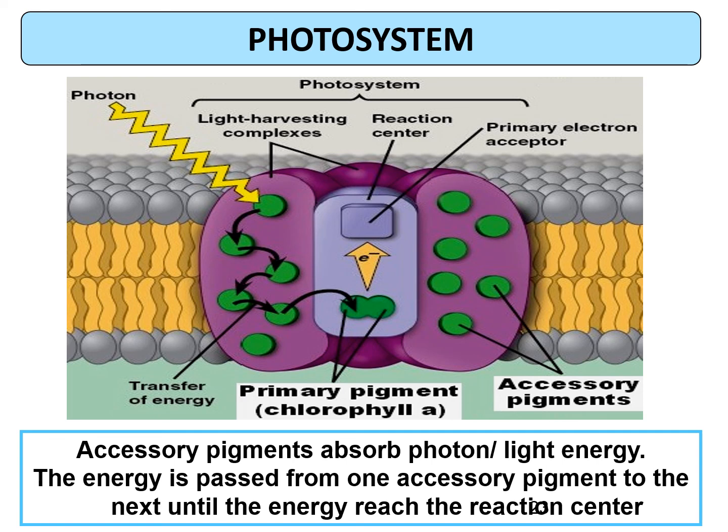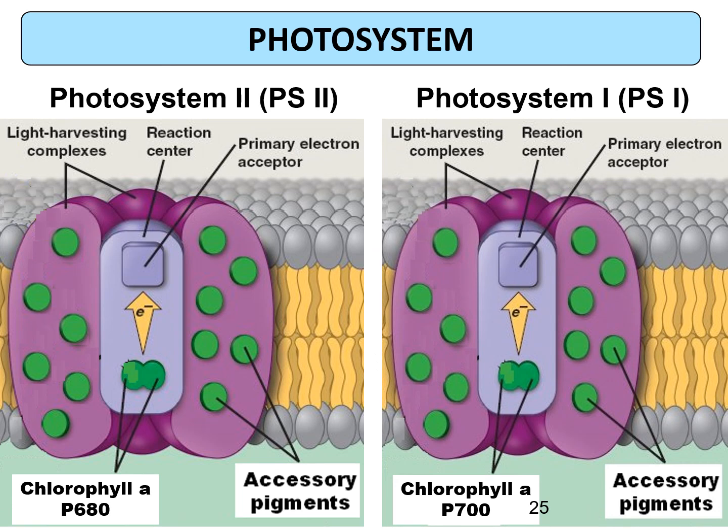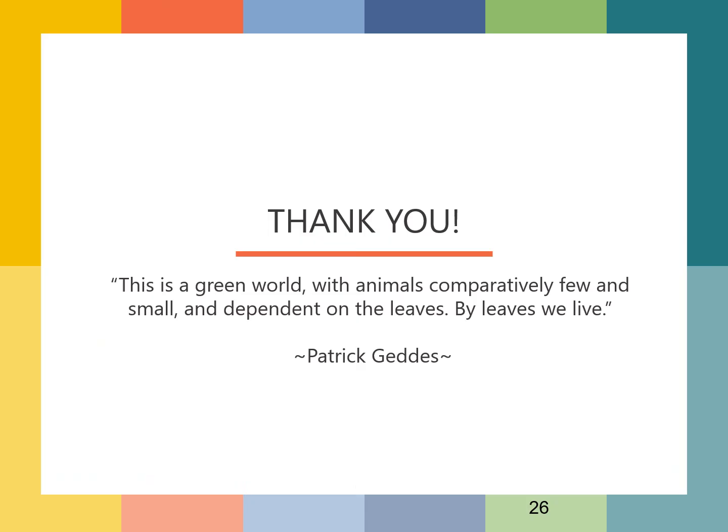Accessory pigments will absorb photon, then the energy will be passed from one accessory pigment to the next until it reaches the reaction center. There are two types of photosystem, since we know that chlorophyll A ada yang P700, ada yang P680 kan. So there are two types of photosystem. Photosystem 1 is P700. Photosystem 2 consists of P680. Okay, the components are similar, the same for both, except for the chlorophyll A in the reaction center. Okay, thank you.